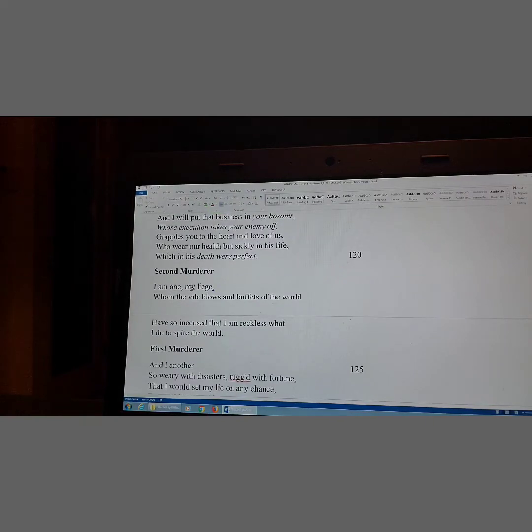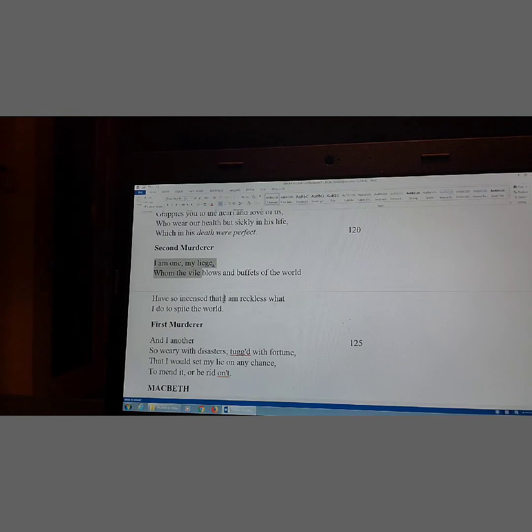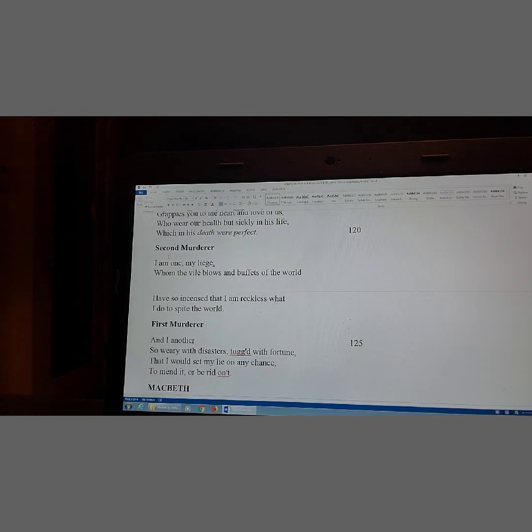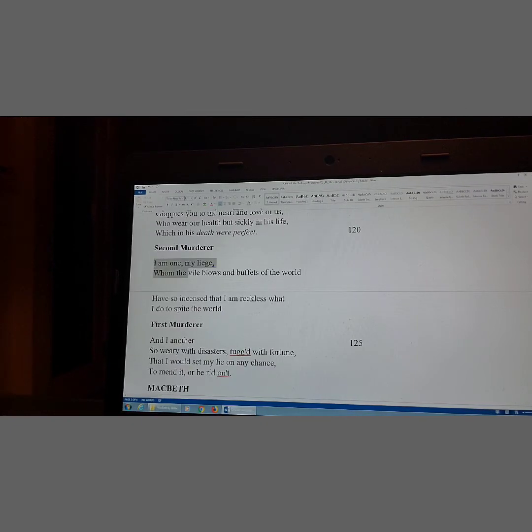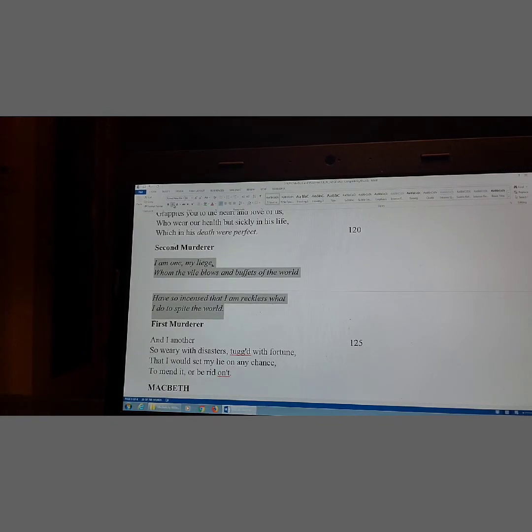Now, the second murderer says, I am one, my liege, whom the vile blows and buffets of the world have so incensed that I'm reckless, that I do spite the world. I love this passage. It reminds me of so many people that I know that feel this way, right? Because I am one, my liege, with vile blows and buffets of the world.